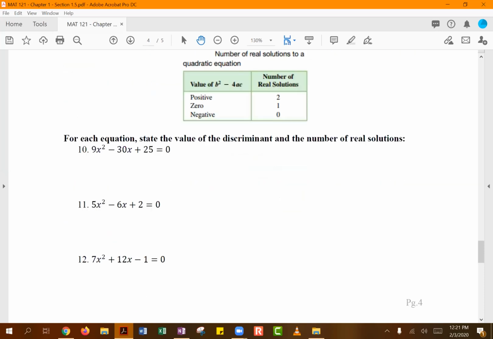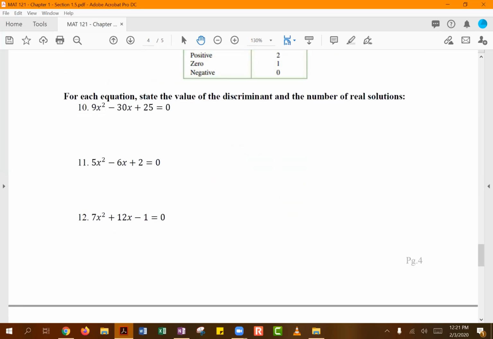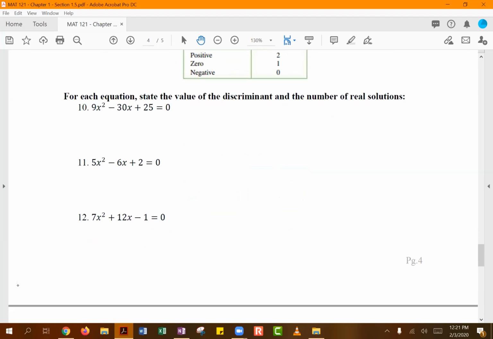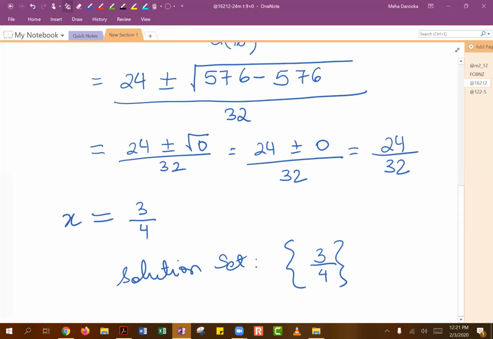So this next set is not asking us to solve the equation. They don't want the answer to the equation. They're just saying, what is the value of the discriminant going to be? And based on that, what will our number of solutions be? What will the solution end up looking like? So all you are doing is doing the b squared minus 4ac part. That's it. Okay, so 9x squared minus 30x plus 25.